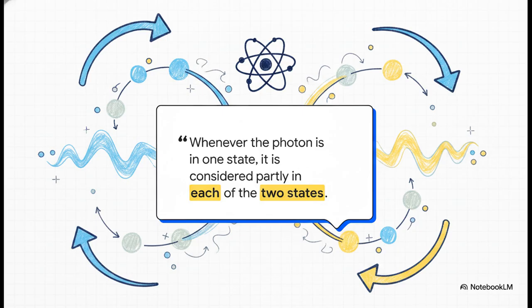The crucial thing to grasp here is the superposition principle. Our source text puts it perfectly. Whenever the photon is in one state, it can always be considered to be partly in each of the two states. Wait, what does that actually mean? Well, in the quantum realm, a particle doesn't just pick one path. It exists in a blurred, indeterminate combination of possible states, all at once.